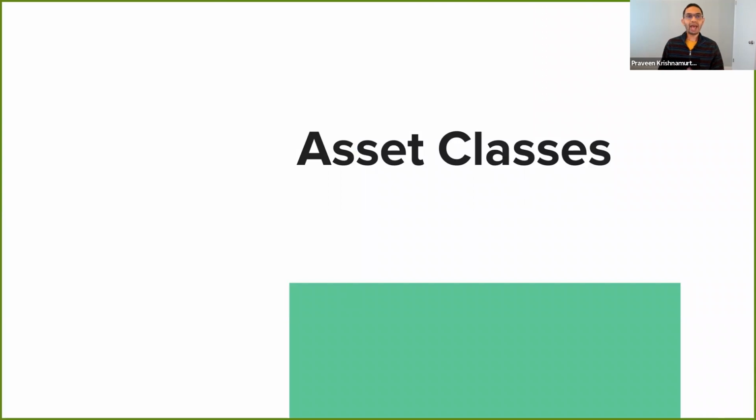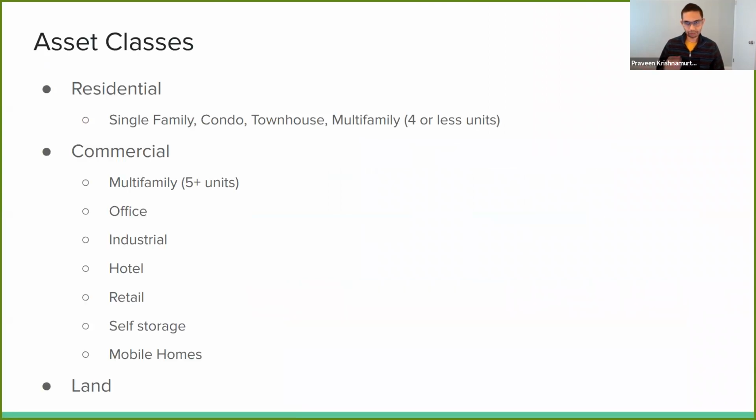With that, let's look at asset classes. What are asset classes? Well, asset classes are just various types of assets that you can invest in. This list here is not meant to be comprehensive, but these are the most commonly encountered ones. So on the residential side, you have single family, condo, townhomes, some multifamily with 4 or less units are considered residential. And then on commercial, you have multifamily with 5 or more units. You have office, industrial, hotel, retail, self-storage, mobile homes. Again, this is not a comprehensive list. There might be more. And then you finally have land.